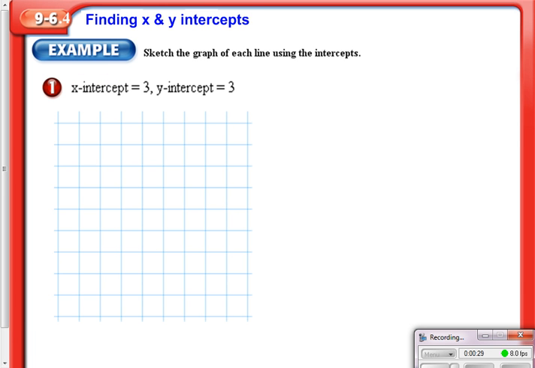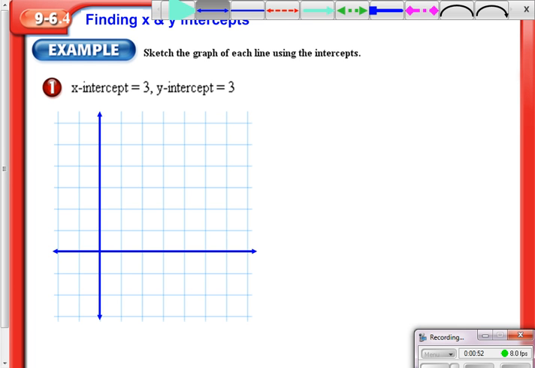Example 1, we need to sketch the graph of each line using the intercepts. So it's telling us that the X-intercept is 3 and the Y-intercept is 3. When you make your graph, don't just make a big T. Figure out, alright, what area or what quadrants do I really need in my graph? So I need where X is 3 and Y is 3. So my graph should look something similar to this. As you notice, I didn't make just a big T for my coordinate plane. I'm dealing with the points that I need.